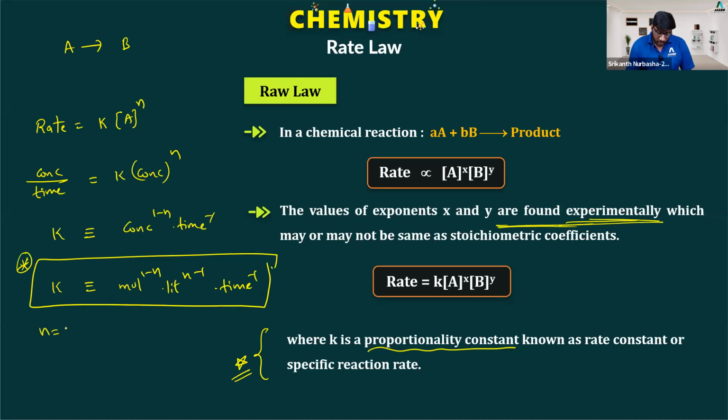Whenever n is equal to 0, what happens? K is equal to... n is equal to 0 means the unit is what?